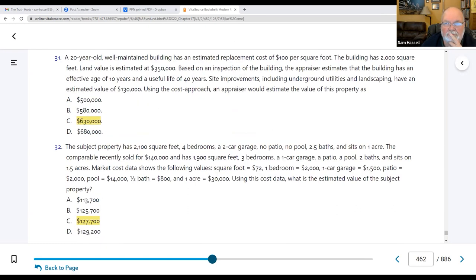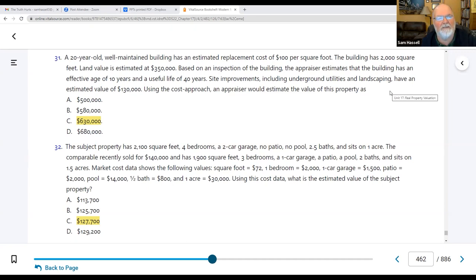Number 31. A 20-year-old well-maintained building has an estimated replacement cost of $100 per square foot. The building has 2,000 square feet. Land value is estimated at $350,000. Based on an inspection of the building, the appraiser estimates that the building has an effective age of 10 years and a useful life of 40 years. Site improvements, including underground utilities and landscaping, have an estimated value of $130,000. Using the cost approach, an appraiser would estimate the value of the property as what?